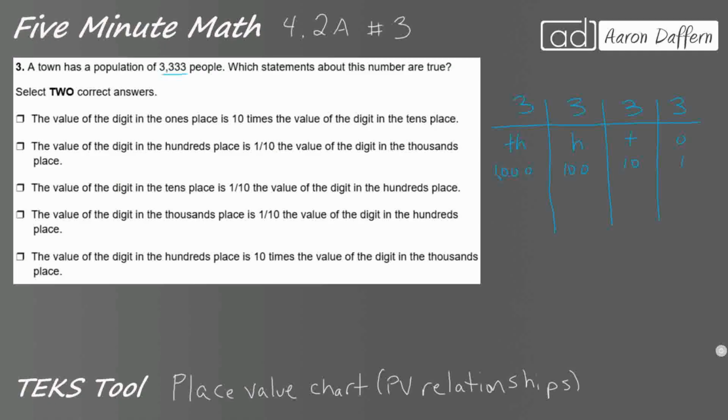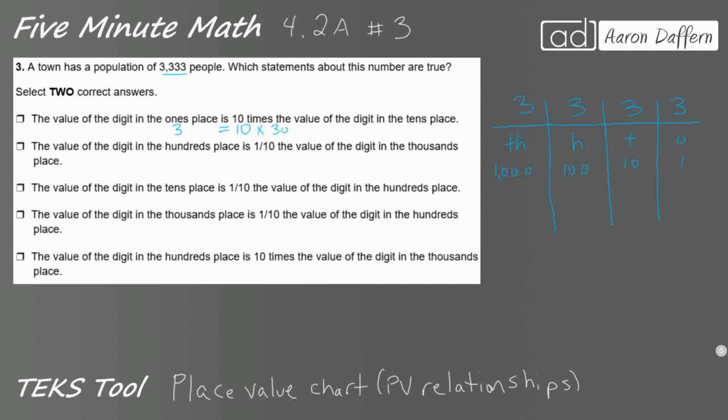So let's look at this first one. The value of the digit in the ones place. What is my ones place? It's 3. So a 3 in the ones place is worth 3. And when it says "is," that's your clue that that's the equal sign. 10 times, that's going to be 10 times the value of the digit in the tens place. What is the value of the digit in the tens place? Well, that's 3 times 10 because that's in the tens place, so 10, 20, 30.